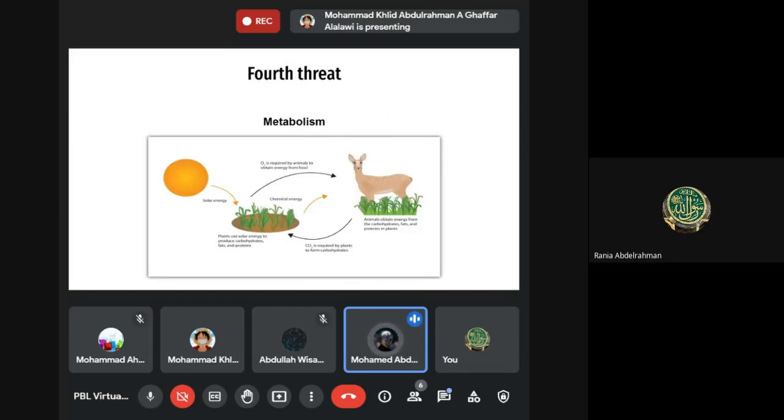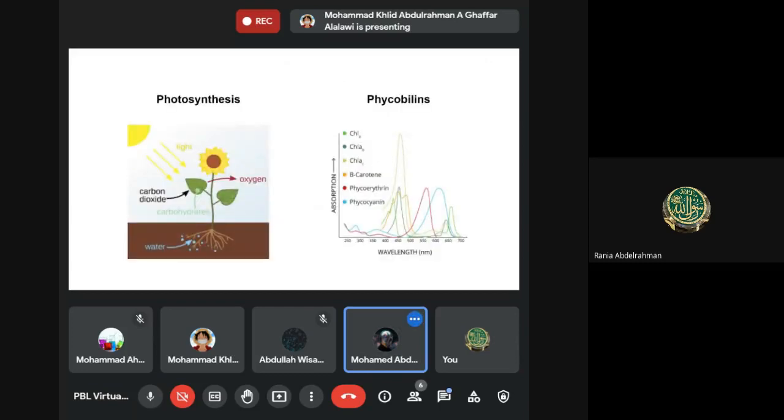Finally, the fourth threat is metabolism. Metabolism is a very important factor for growth and survival of life as we know it. Metabolism is a term that we use to describe all chemical reactions involved in maintaining the living state of cells and organisms. It simply means how organisms get energy. There are two pathways in metabolism: the anabolic pathway and the catabolic pathway.